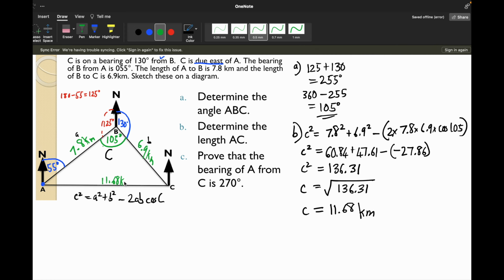Wasn't too bad, right? Y'all got this? Nice. Then for C, we prove that the bearing of A from C is 270. So we want to prove A from C. So this is A from C. So it's going to go like this. Okay? So this angle here is 90 degrees. How do we know that? This said due east. So if here is 90 degrees because of the north, that means going back this way must also be 90 degrees. So then I could say 360 minus 90 degrees equals 270 degrees. And that's our answer right here.